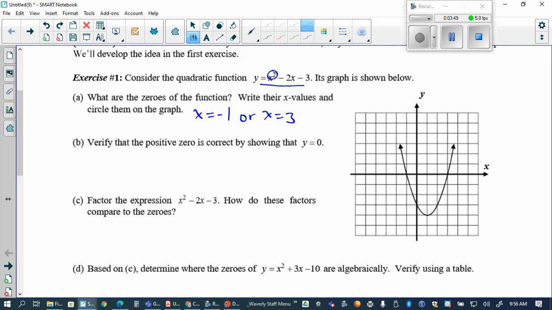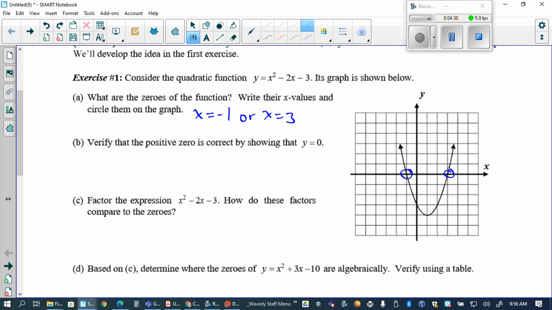And that's squared, right? All right, so part B, they want us to verify that the positive 0 is correct by showing that y equals 0. What do you mean by the positive 0? We have 2 zeros. So the 3. So how are we going to verify that it's actually 0, like algebraically? Well, no, let's verify it algebraically. Graphically, we can see it, right? So we have this 0 here. There's our -1 and our 3. But how do we verify that it's a 0 algebraically?